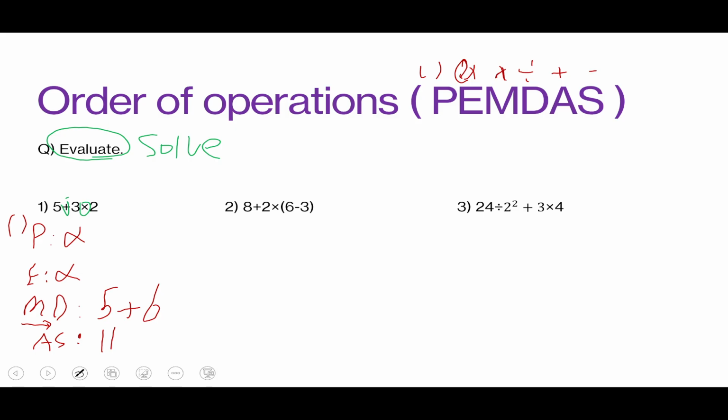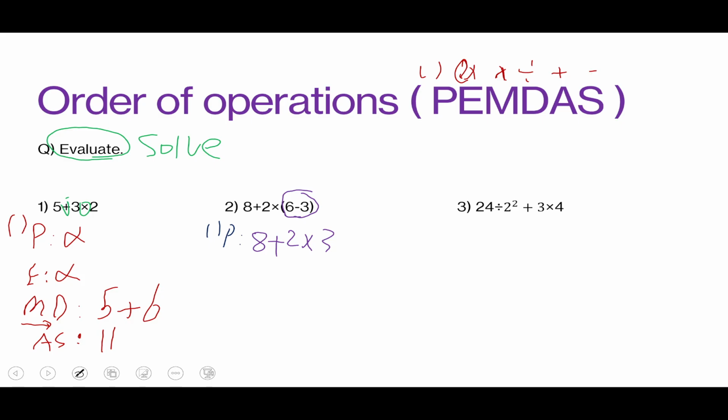Okay, example 2. P, brackets. Is there any bracket? Yes, we have a bracket in here which is 6 minus 3. Focus on the brackets first. How about the other numbers? Rewrite it: 8 plus 2 times 6 minus 3, which is going to be 3.